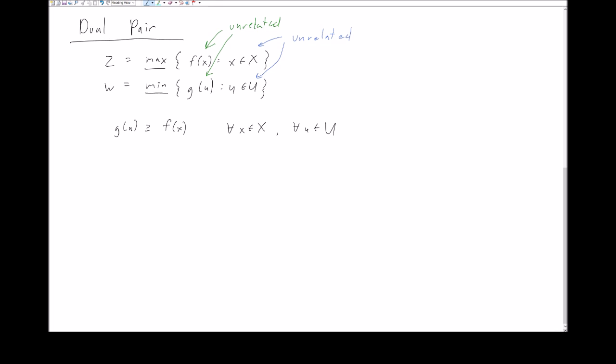The only thing that we'd like to say about these two problems is that the function g of u is at least the function value f of x for all x in X and for all u in U. That is, if you look at any solution or any function value inside of our space of x, it's going to be a lower bound on any value of our function evaluated at a point in u. We call this a weak dual pair.